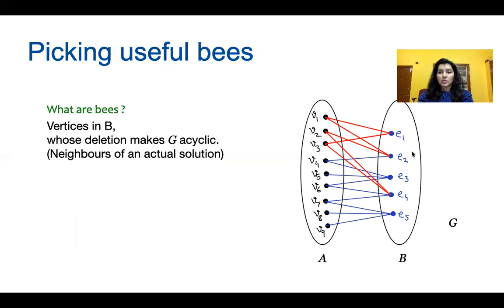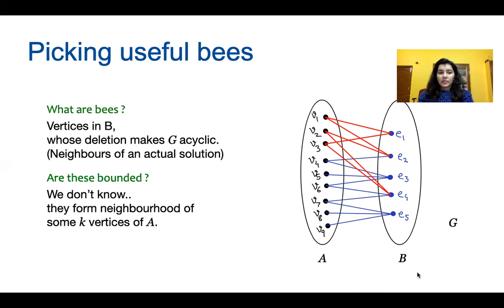What are B's? They're just vertices in the partition B whose removal will make the graph acyclic. Technically speaking, they are the neighbors of some actual solution, the one we wanted to pick from A, whose closed neighborhood deletion makes the graph acyclic. Are the useful B's bounded? No, we don't know this, because they just form the neighborhood of some k vertices from A, and this neighborhood can be large.